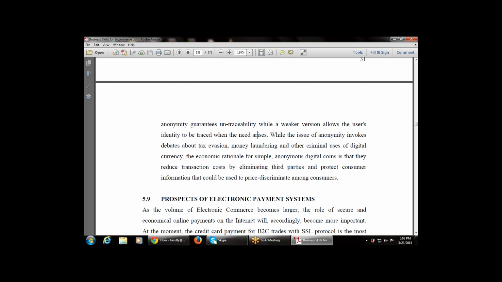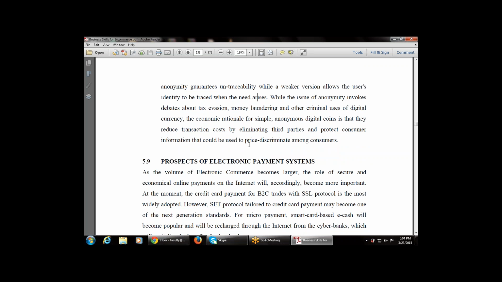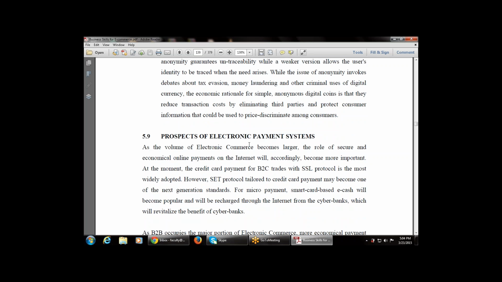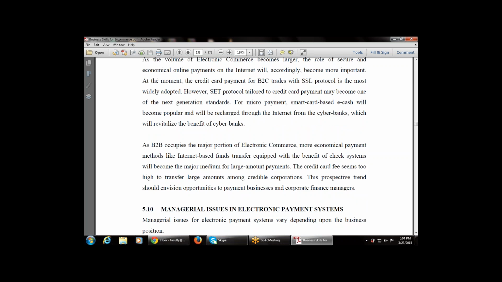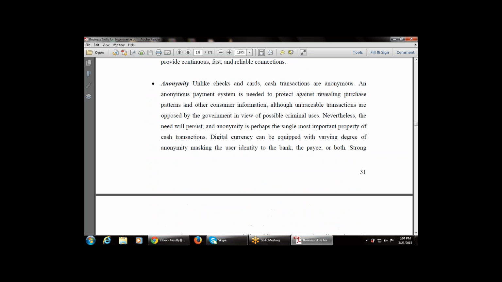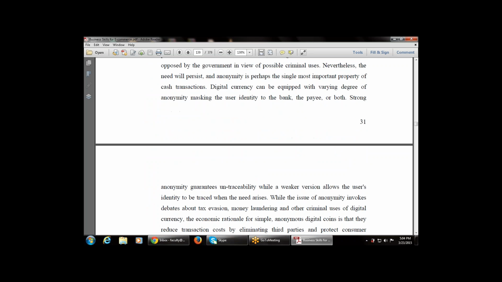While the issue of anonymity invokes debates about tax evasion, money laundering, and other criminal usage of digital currency, the economic rationale for simple, anonymous digital coins is that they reduce the transaction cost by eliminating the third parties and protect the information that can be used to price discriminate among consumers. Right. So this is one of the main features, that anonymity must be provided in digital currency.